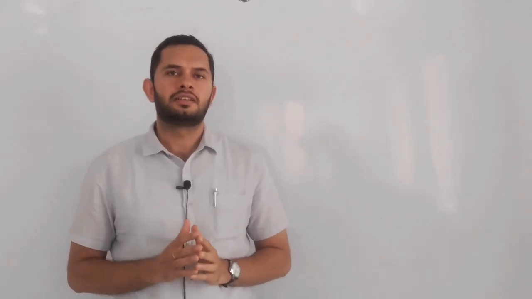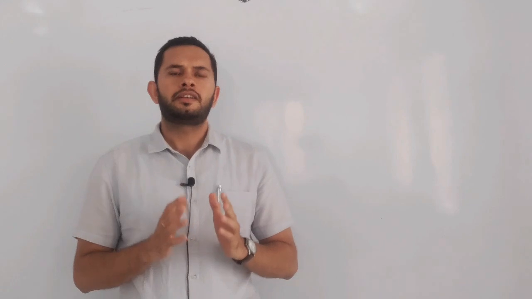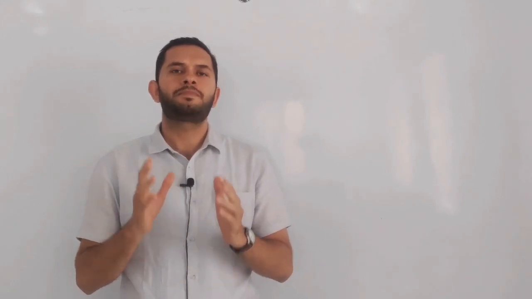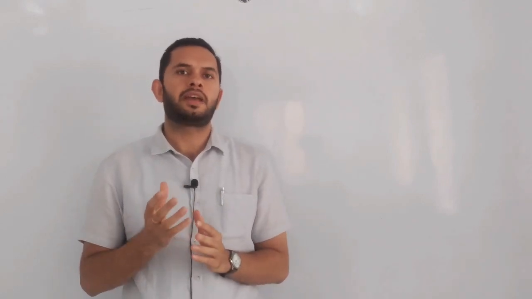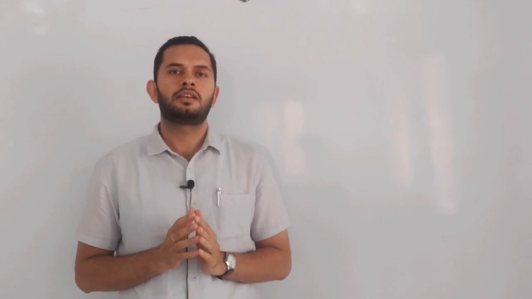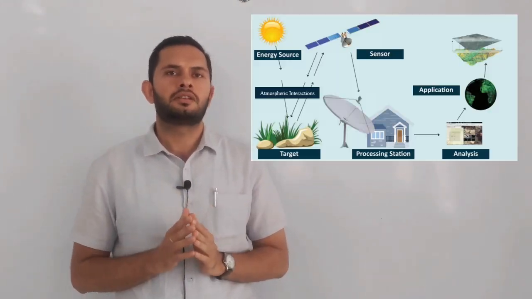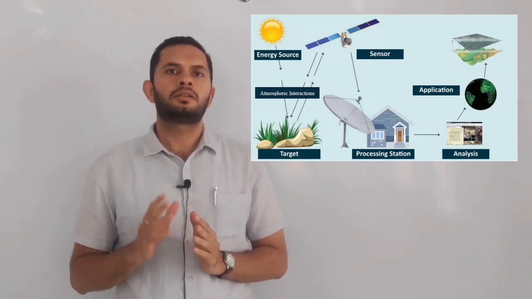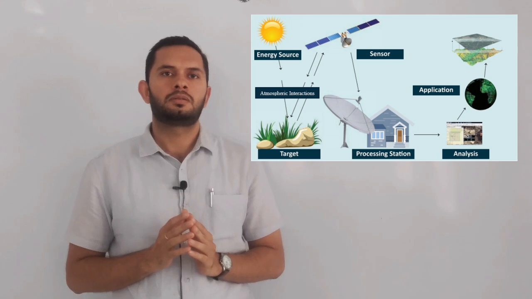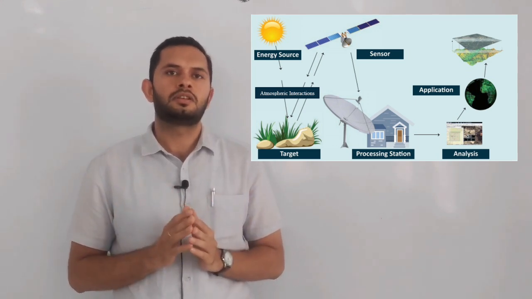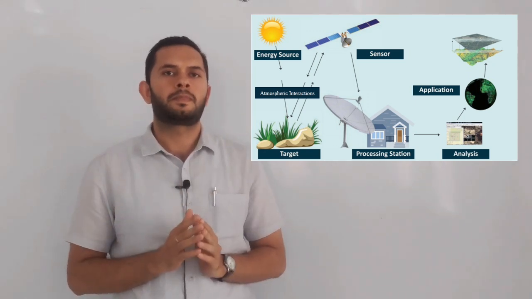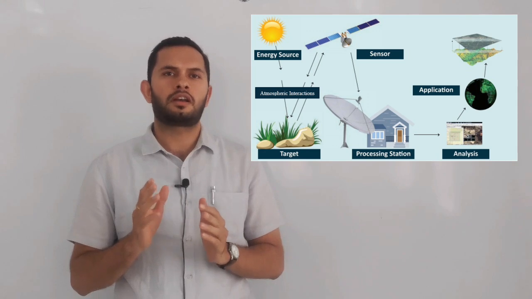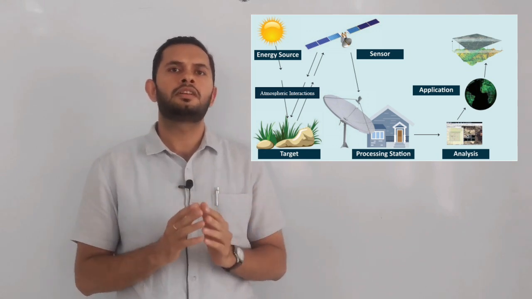Process of remote sensing. It is the process of capturing data regarding the earth from any satellite. In this process there are a total of 7 components. First component is the energy source. There has to be one energy source. Second component is interaction of that energy with the atmosphere. Third component of the remote sensing process is the target.